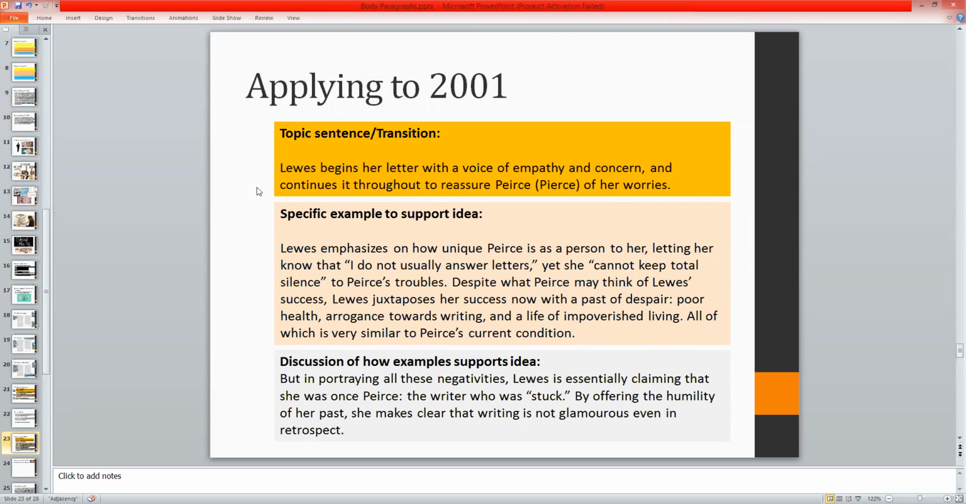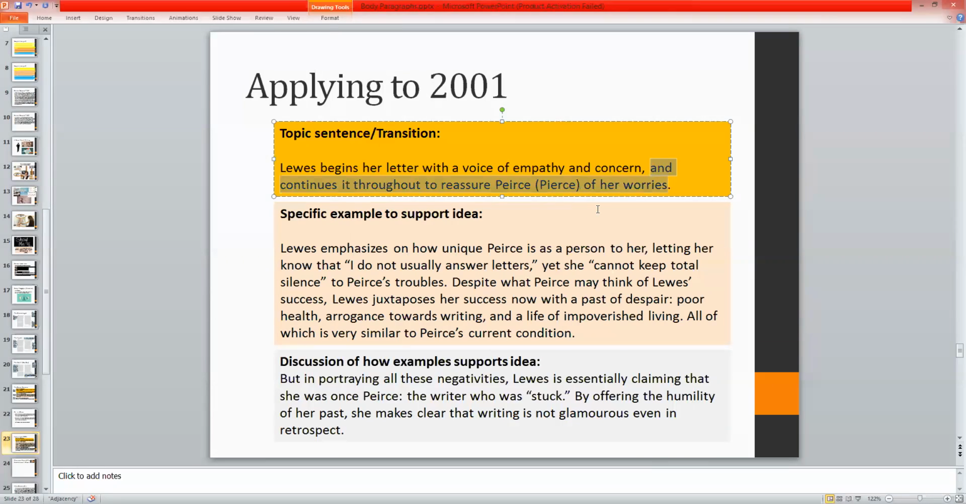Just saying, if you thought you were correcting it, no, that's actually how to spell Pierce. But she begins her letter with a voice of empathy and concern. So in this case, my first paragraph is looking at how she begins the entire thing and perhaps how she continues it to reassure Pierce of her worries. So I'm looking at tone here, or at least voice in general. And this entire paragraph is dedicated to those two elements and finding examples to support that.